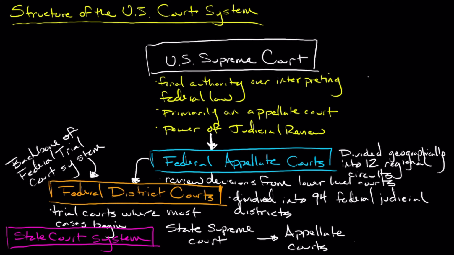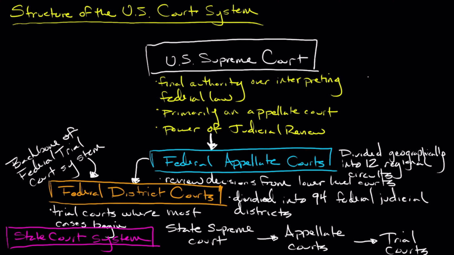Trial courts, often referred to as superior, circuit, or district courts, handle both civil and criminal cases within the state's jurisdiction. Appellate courts, or intermediate appellate courts, review decisions made by trial courts. And the state Supreme Court is the highest court in the state and has authority to review decisions from lower state courts.